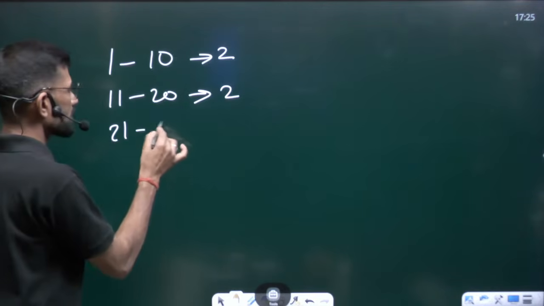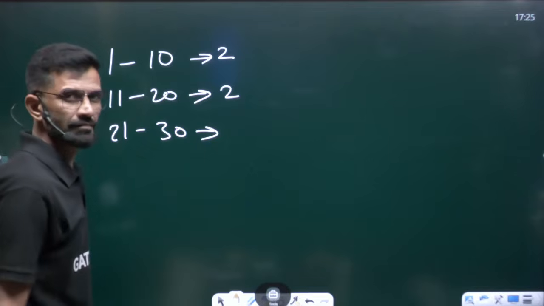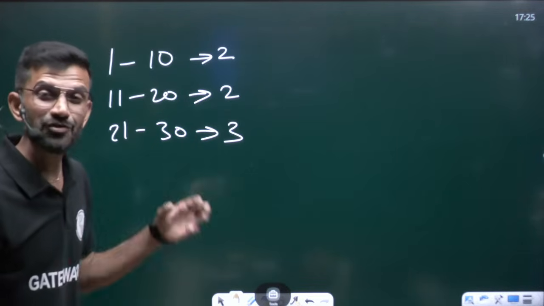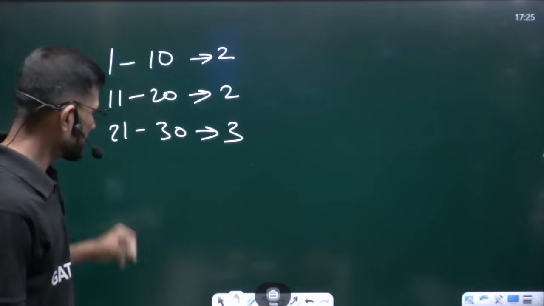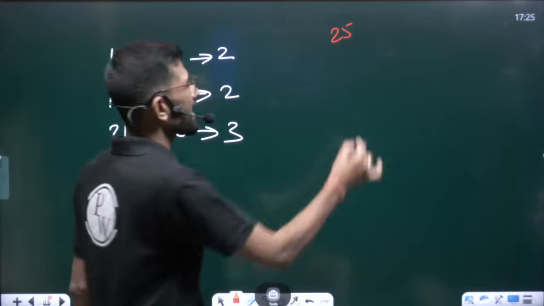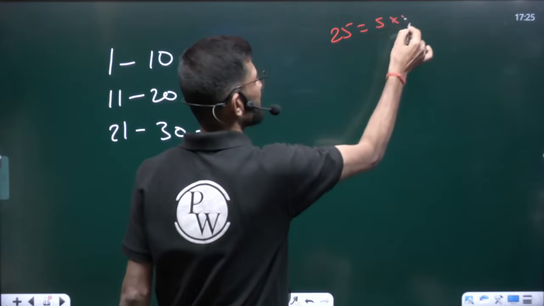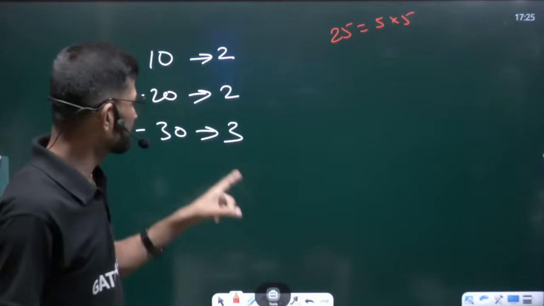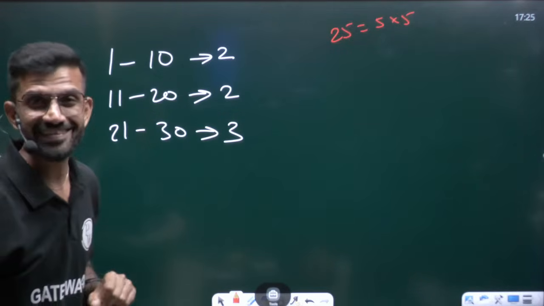Similarly, 21 to 30. Not 2 5s. Here you will be getting 3 5s. Why? Because in the middle you will be having 25. 25 can be written as 5 5s are 25, which means 25 alone has 2 5s. And 1 5 in 30, that is 6 5s are 30.